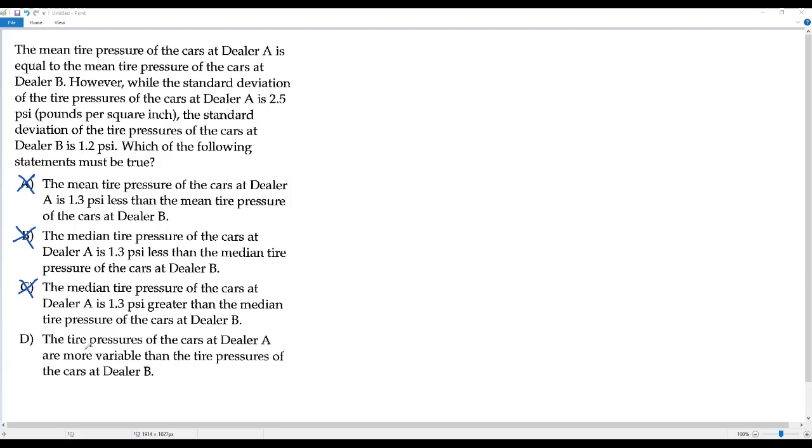So now let's go with option D. The tire pressures of the cars at dealer A are more variable than the tire pressures of the cars at dealer B. This is perfectly correct, because for dealer A we have more standard deviation. So clearly the tire pressures of the cars at dealer A must be more variable. So the correct answer choice for this question is option D.